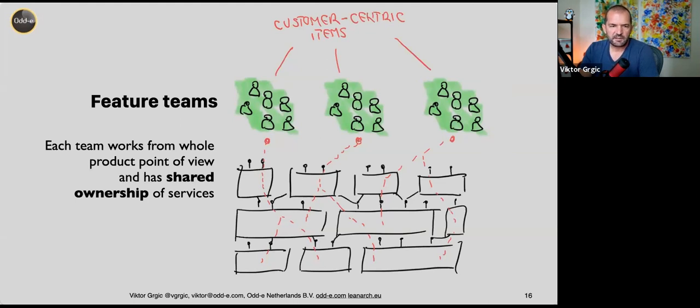Each team works basically from the whole product point of view. When they implement a feature, that feature typically will be reflected in the components that need to be changed. Whether they're microservices or not doesn't really matter that much. They will change those microservices, and that means that they will quite often change components which are also being changed by other teams. This means they will need to collaborate with other teams. You cannot just change something without discussing certain aspects with each other, especially when it's architecturally significant. So these teams will need to work with each other.